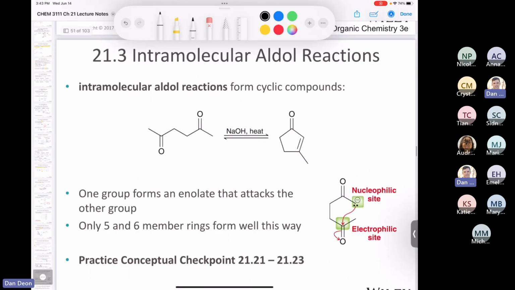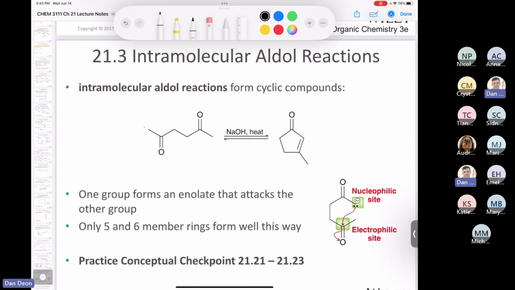Now, if you're wondering, what if I have two ketones in the same compound? Can I do an intramolecular aldol reaction? Absolutely, you can. If you treat this compound with sodium hydroxide and you cook it up, you're going to end up forming an enolate, and then that can do a nucleophilic attack. You form the aldol addition product, then you lose water. You form the aldol condensation product.